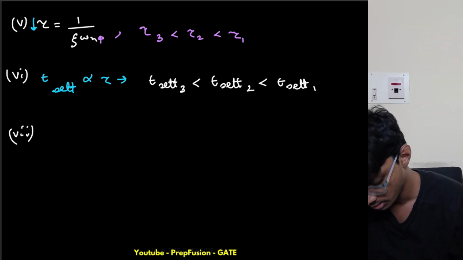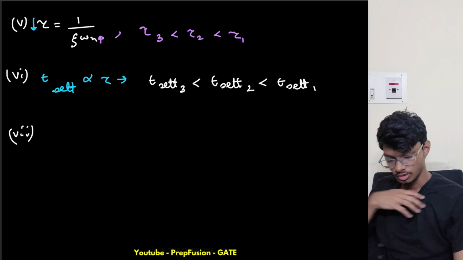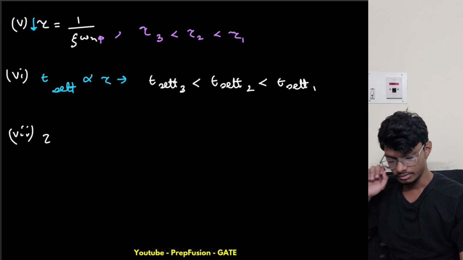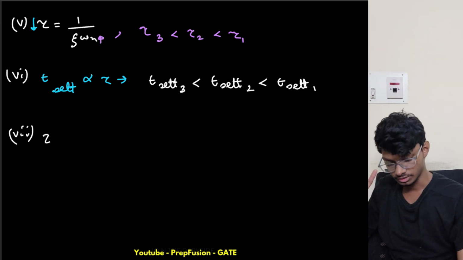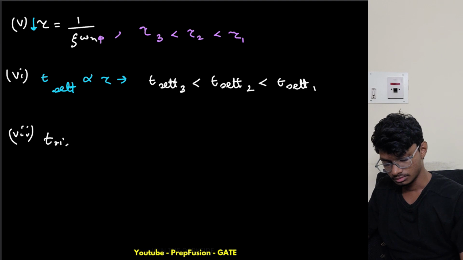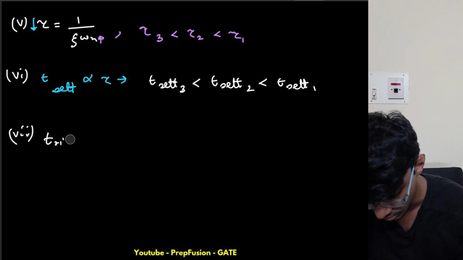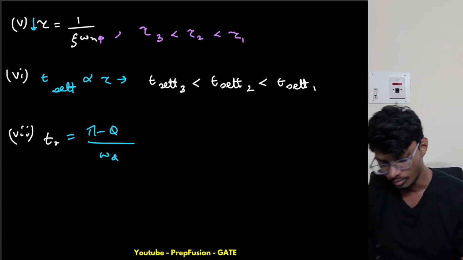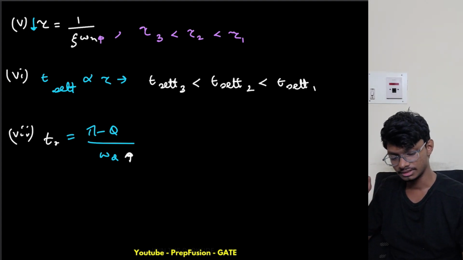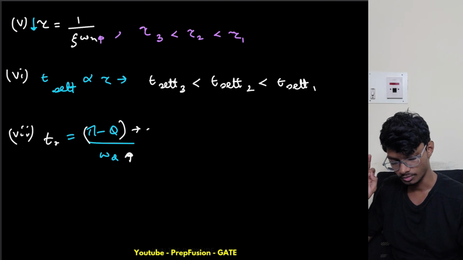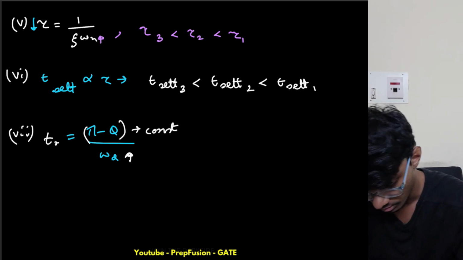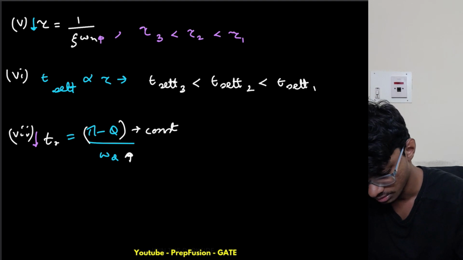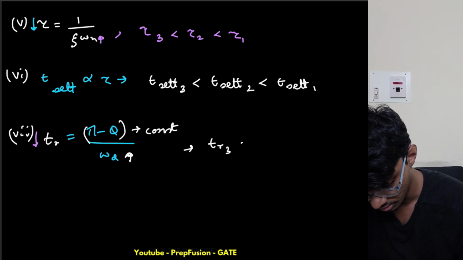Okay, now what about my delay time? About my delay time, again I will take it as directly proportional to the rise time. So first I will find the rise time. What is my t rise? Again that formula, t rise equals pi minus theta by omega d. So omega d is increasing, okay, and theta is constant. Omega d is increasing, so tr will reduce. So tr3 will be less than tr2, which will be less than tr1.